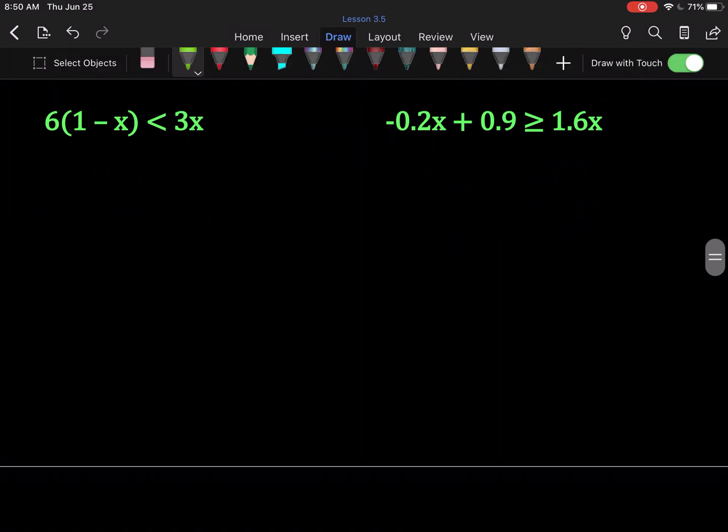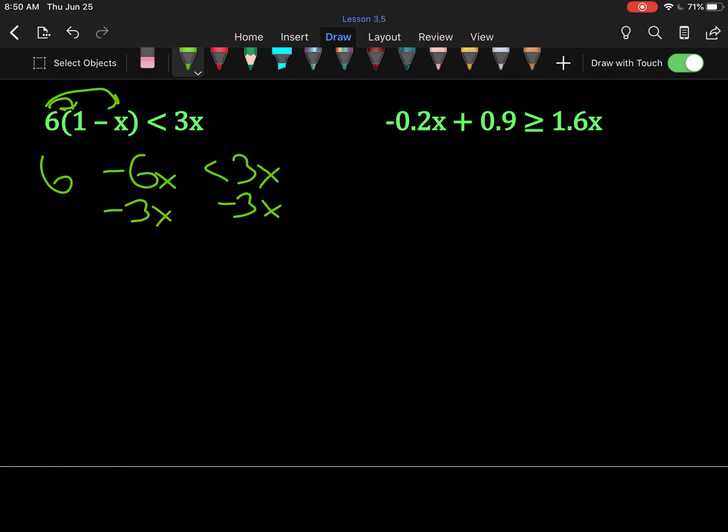This guy features distribution. We got to give this 6 to both the 1 and the negative x. So 6 times 1 is 6. 6 times negative x is negative 6x. And that's less than 3x. We have our variable stuff report to the left side. So that'll get me 6 minus 9x is less than 0.